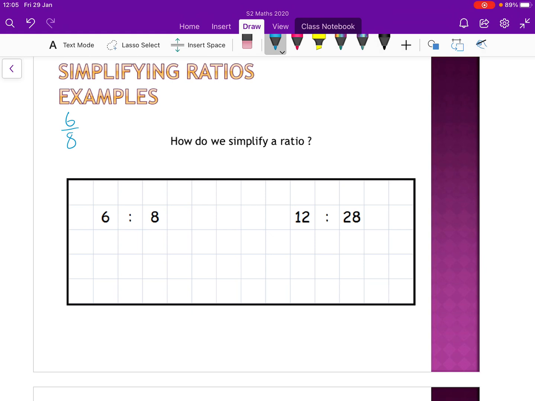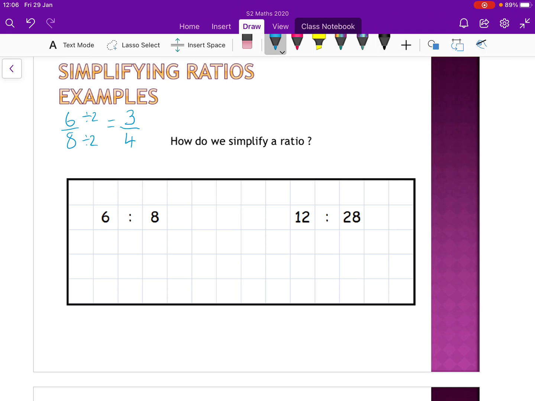So hopefully you've realised that the biggest number we could divide both of these by would be 2. So I would write divide by 2 here to show my working. Now remember, here you're saying how many lots of 2's, how many groups of 2's, are there in 6? There's 3. 2 times 3 gets me 6. And how many groups of 2 are there in 8? There's 4. Now that's how we do it as a fraction.